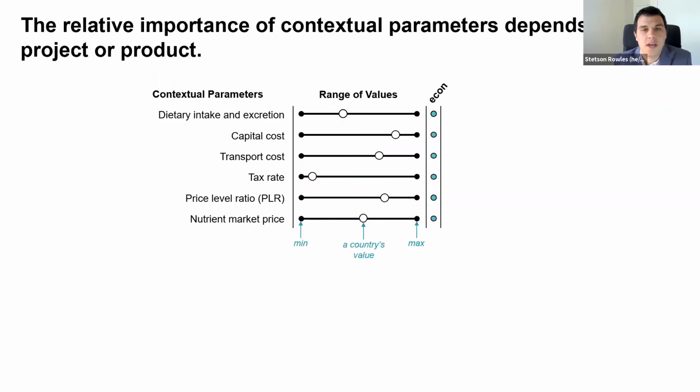Next, please. Now we can expand the number of contextual parameters that we're looking at for a specific country. And the ones that we're considering are listed, in this example, on the left here, down the figure there. And we see that they each have different values and all influence the economics of the project. It's important to note, though, that the relative importance of contextual parameters depends on the product or the project that we're performing the TEA on. Next, please.